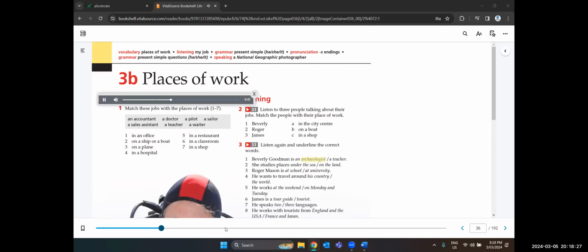2. Roger Mason is 17. It's his last year at school, and he has exams soon. Next year, he wants to travel around the world. So at the weekend, he works in a shop for extra money.